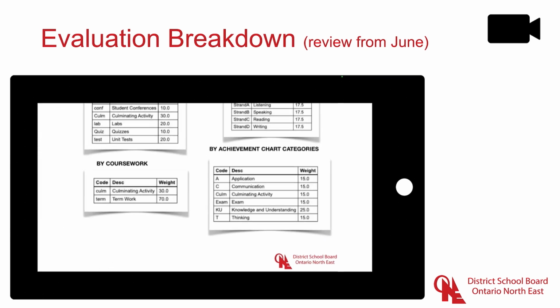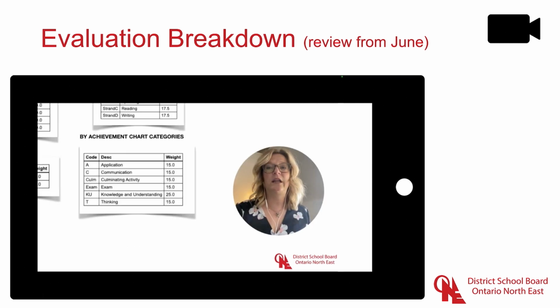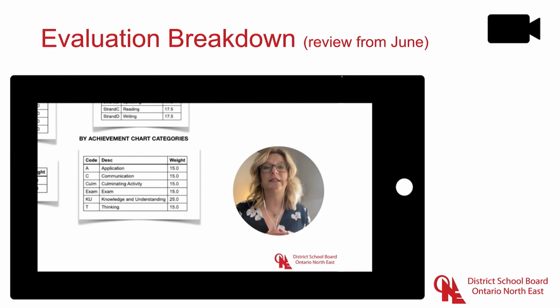Another way could be just by coursework. This is similar to the term approach, except it's not divided in half; it's just all of the course assignments worth 70%. The weight still could be different depending on what points were given, but then you would also have the culminating activity worth 30%. And finally, teachers could still use the TAC system: thinking, communication, application, and, which word did I forget? Knowledge and understanding. This is a way that everyone used to do it in DSB1. We've gotten away from the achievement chart categories a little bit, but some people still use it altogether.